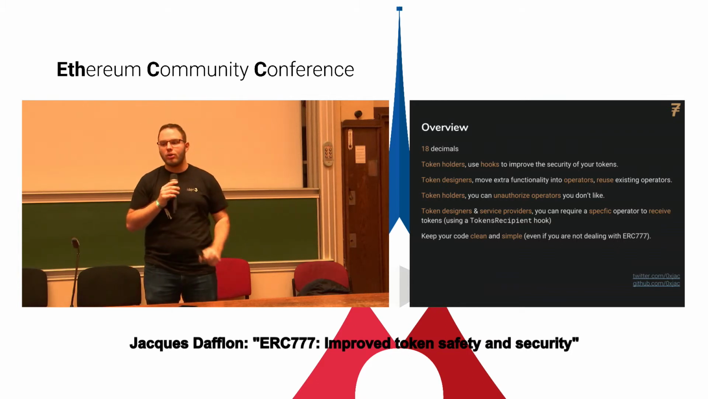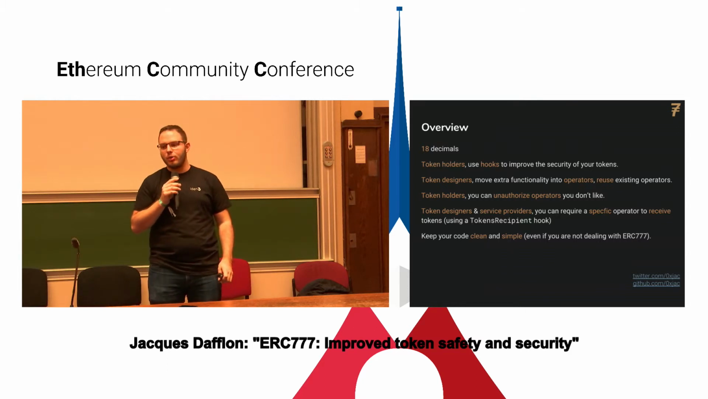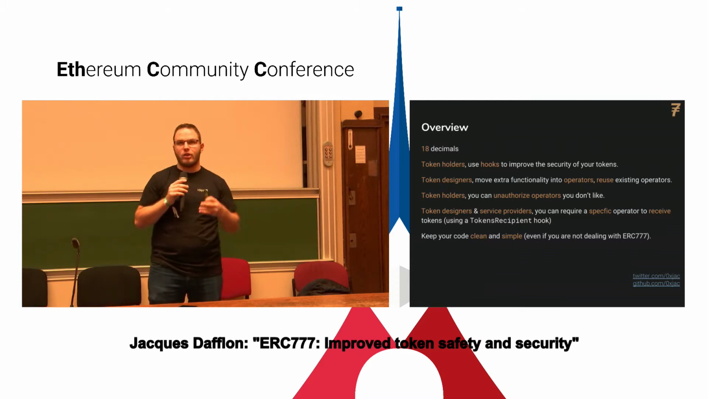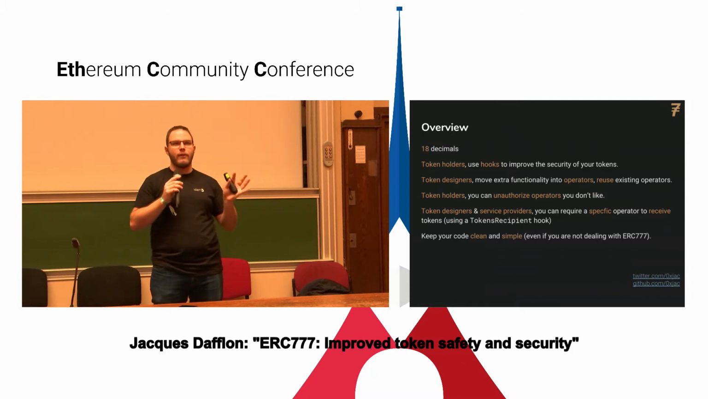If you want to design a token, if you're someone creating a token, try to use operators, try to reuse existing operators and not put too many features into your token contract and open it to vulnerabilities and harder code reviews and audits. If you're using an operator as a token holder and you don't like it, you can always revoke it. So just be careful what you authorize, and remember to unauthorize whatever you don't feel comfortable with.